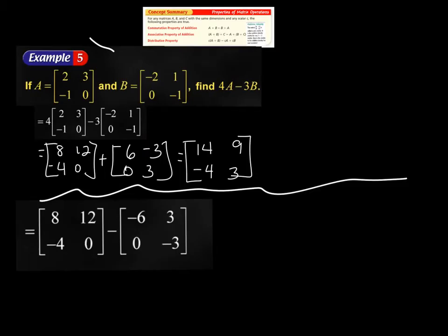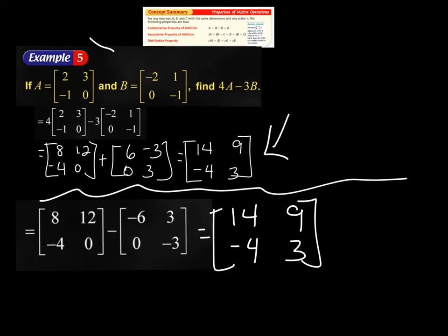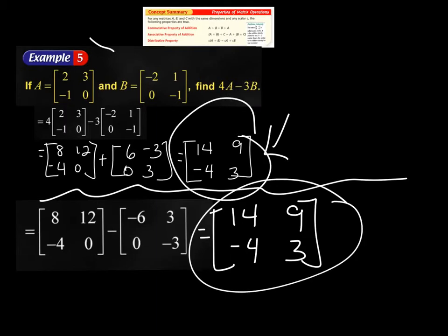You could have also just distributed the 3 and then subtracted. Then 8 minus negative 6 is 14. 12 minus 3 is 9. Negative 4 minus 0 is negative 4. And 0 minus negative 3 is 3. Suit yourself. I'd probably go with this one, but we get the same answer either way.